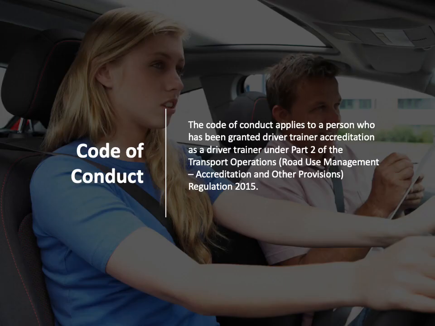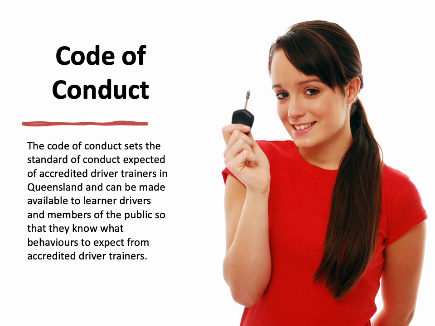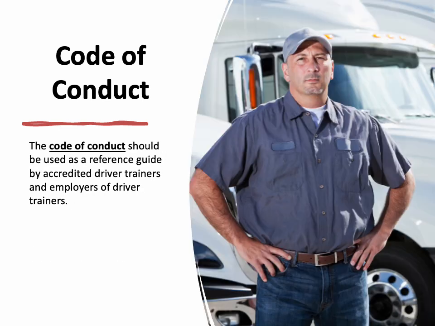The Code of Conduct applies to a person who has been granted driver trainer accreditation as a driver trainer under Part 2 of the Transport Operations, Road Use Management Accreditation and Other Provisions Regulation 2015. The Code of Conduct sets the standard of conduct expected of accredited driver trainers in Queensland and can be made available to learner drivers and members of the public so that they know what behaviours to expect from accredited driver trainers. The Code of Conduct should be used as a reference guide by accredited driver trainers and employers of driver trainers.